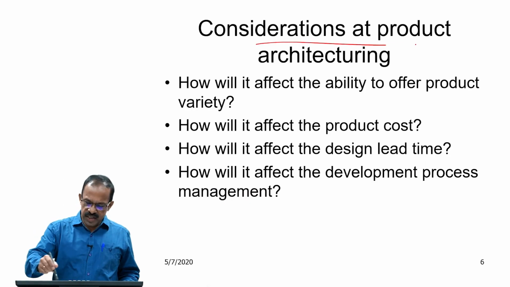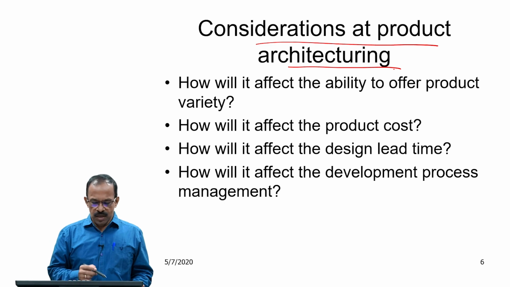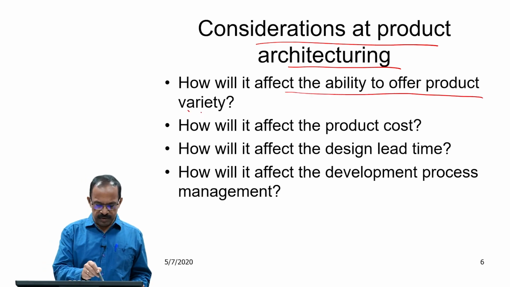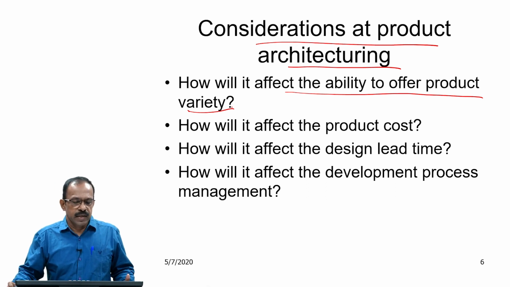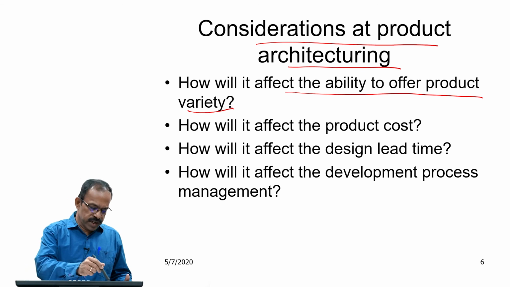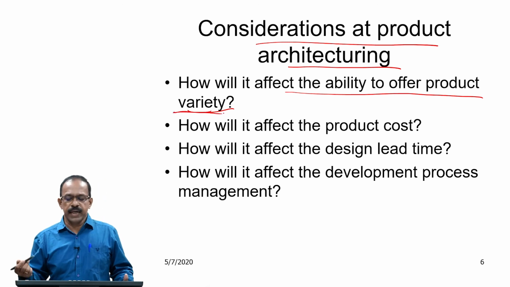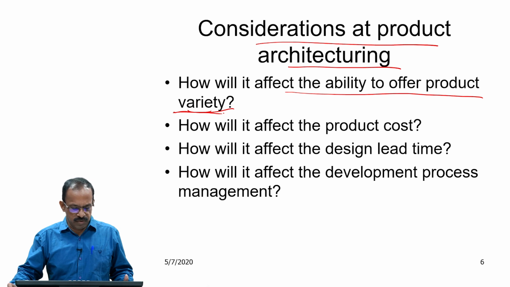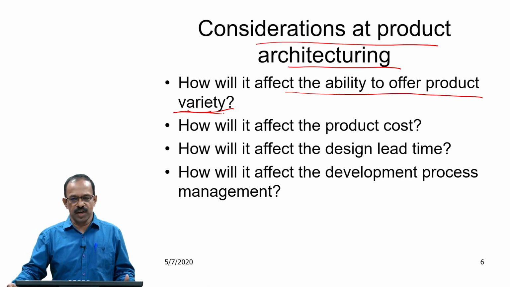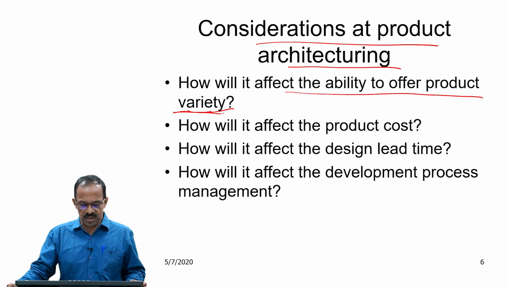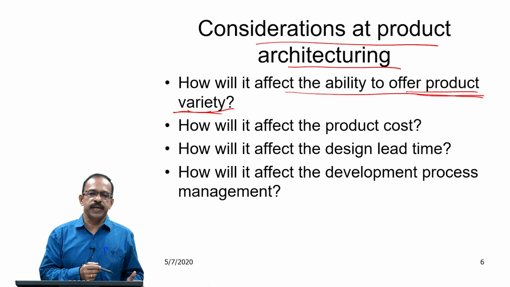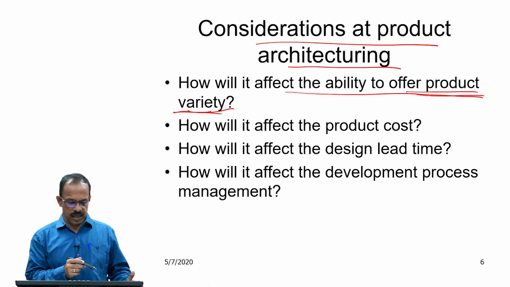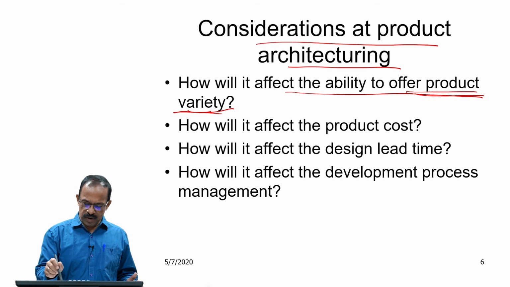The considerations needed in product architecting are the following. How will it affect the ability to offer product variety? When we develop the architecture of a product, we need to check if that architecture can provide a variety of products, because in many cases, as I told you, the manufacturer needs to provide a set of products. A single product will not satisfy all the customers. So, we need to have multiple products, and the architecture should allow this variety.